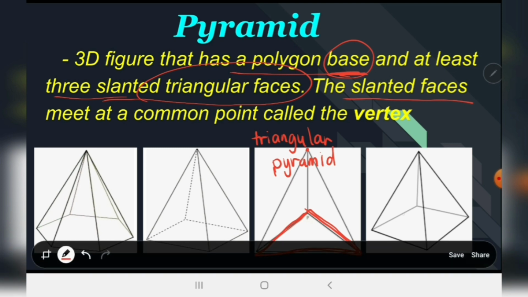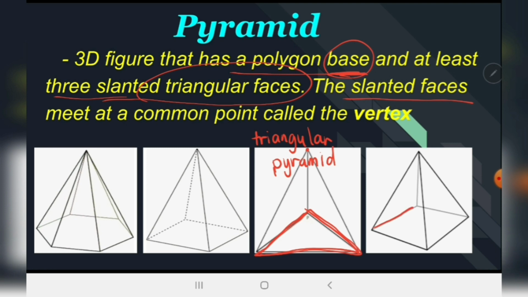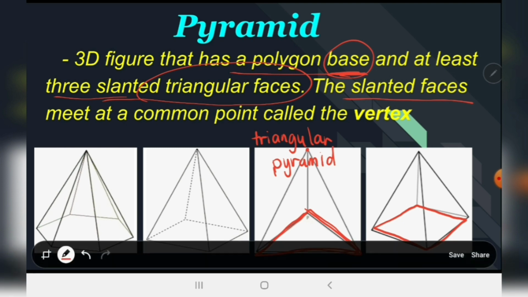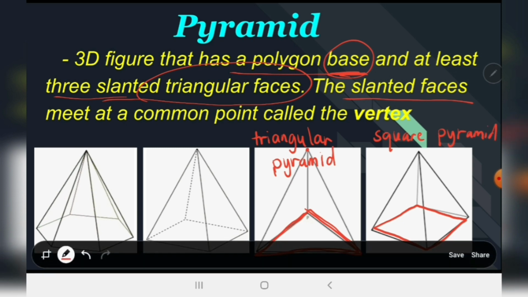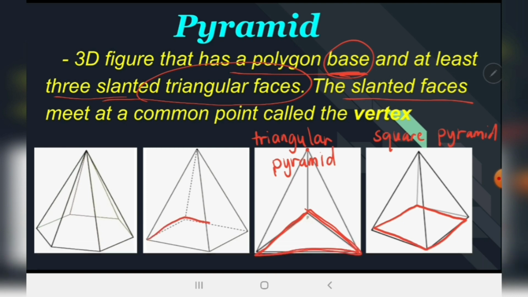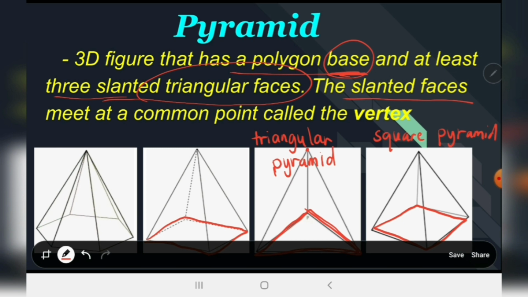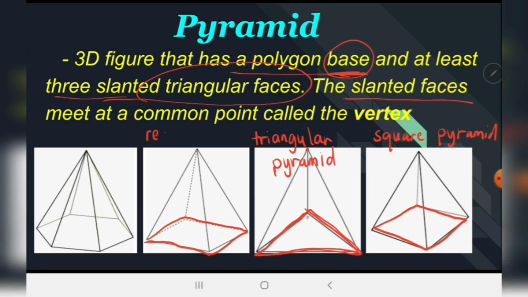Next, we will take number 4. What kind of polygon is this? This is a square. So that means this kind of pyramid is called a square pyramid. Let's take number 2. This is a special kind of quadrilateral, a rectangle. So this is a rectangular pyramid.